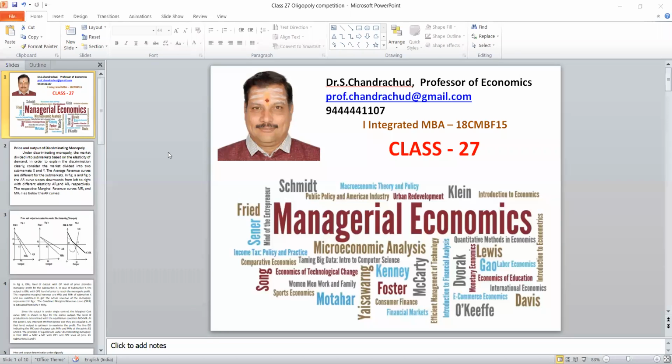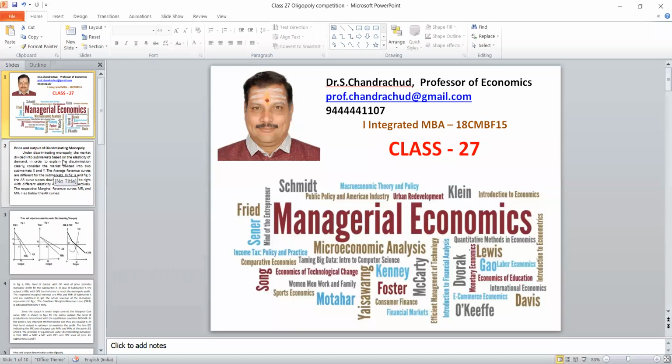In the last class, we studied the price and output determination under monopoly. For simple monopoly, we have studied the price and output determination. In this class, we are going to study the discriminating monopoly and another model called the kinked demand curve. These two concepts we are going to discuss today. Let us start with the discriminating monopoly.